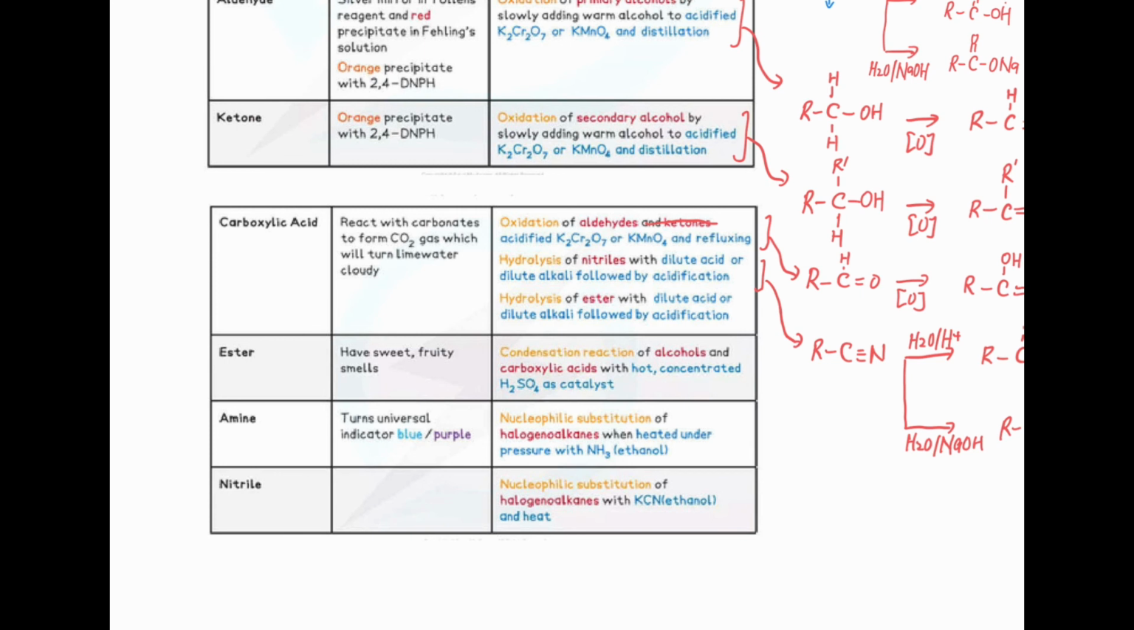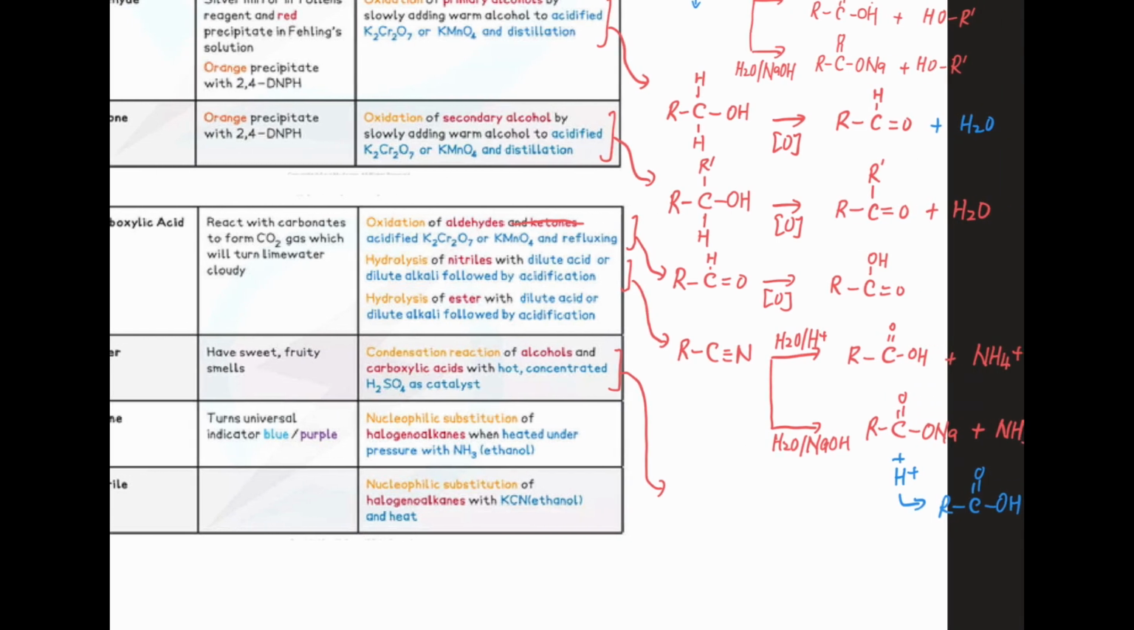Ester. So the test for ester is we just smell it. Have sweet, fruity smells. And then it's ester. The productions, condensation reactions of alcohol and carboxylic acid. Or you can call it esterifications. With hot concentrated H2SO4 as catalyst. So this one, take a quick revision on the equation.